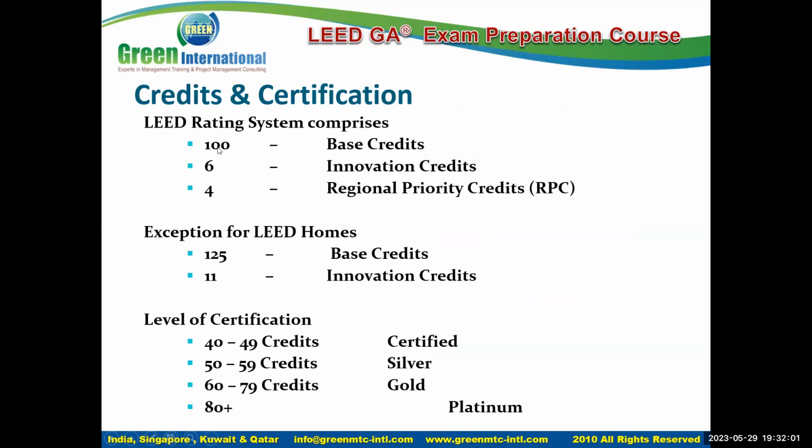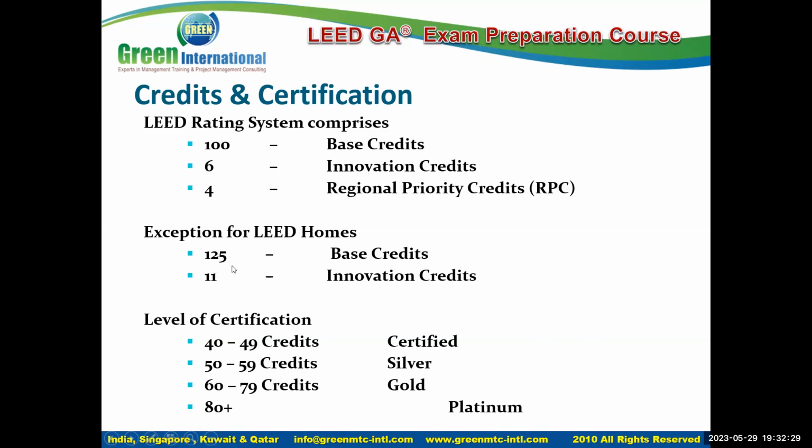So for the LEED rating system, you have 100 base credits, 6 for innovation, and 4 for regional priority credits. We'll be looking at innovation and regional priority in detail towards the end of the program, not today. But this is the 100 plus 10, and we already looked at the levels of certification. So 40 to 49 is certified, 50 to 59 is silver, 60 to 79 is gold, 80 plus is platinum, and this is out of the 110.